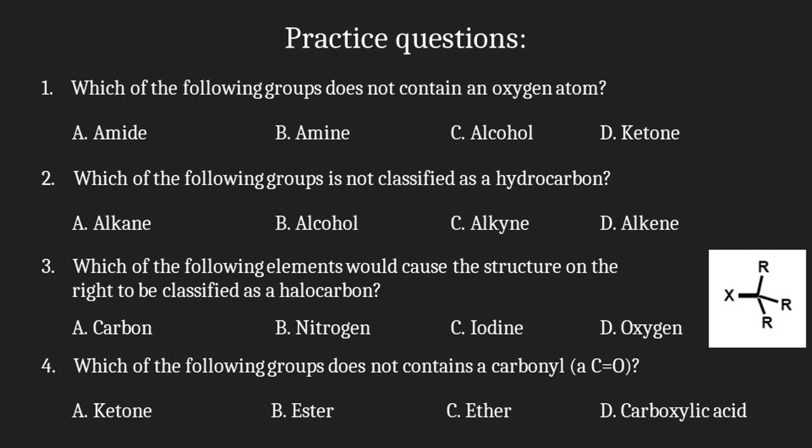Question 3. Which of the following elements would cause the structure on the right to be classified as a halocarbon? Would carbon, nitrogen, iodine, or oxygen have to be the element represented by the X? And the last question, which of the following groups does not contain a carbonyl, or a C double bonded to an O? A ketone, an ester, an ether, or a carboxylic acid? At this time, I suggest you pause the video and the answers will be provided to you on the next slide.